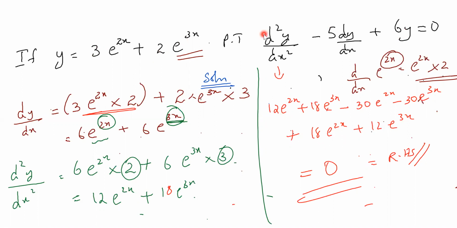Then I think it'll be easy for you. 12 plus 18 is what? 30. This is getting cancelled. Similarly, I will cancel the other terms. Is it clear? I hope it should be.